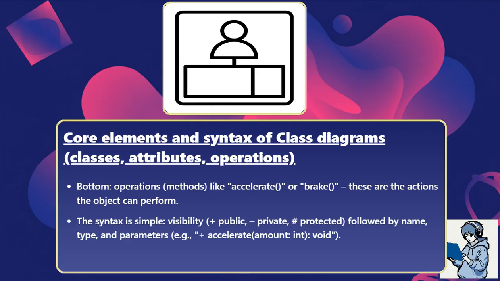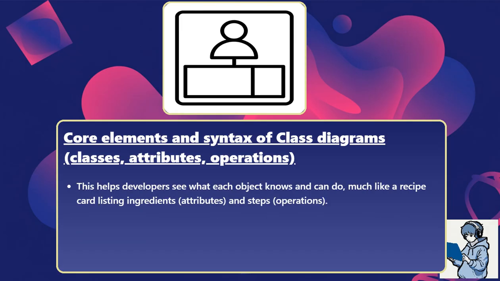The syntax is simple: visibility, plus for public, minus for private, hash for protected, followed by name, type, and parameters, for example, plus accelerate(amount: int): void. This helps developers see what each object knows and can do, much like a recipe card listing ingredients, attributes, and steps, operations.